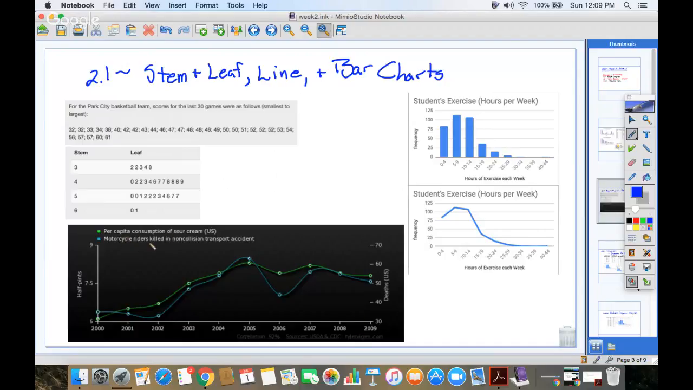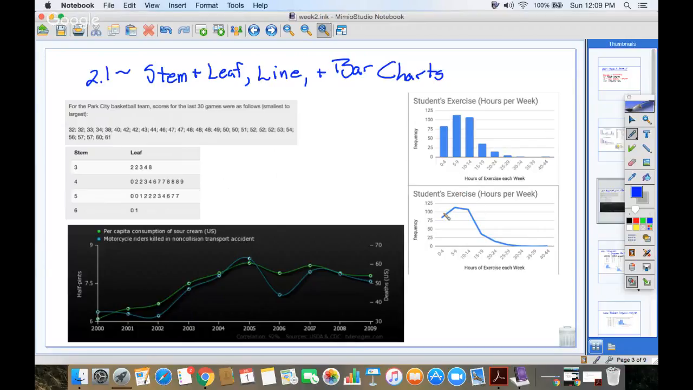Comparing that to motorcycle riders killed in non-collision transport accidents. And notice how these guys kind of increase and then decrease together. That's an idea we'll look at in a couple of weeks called correlation. And line graphs drawn together can help me find correlation between data. Is there some link between consumption of sour cream and motorcycle riders killed? I doubt it, but interesting, maybe.